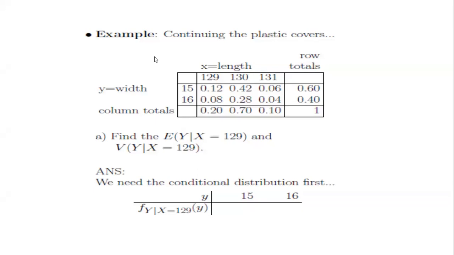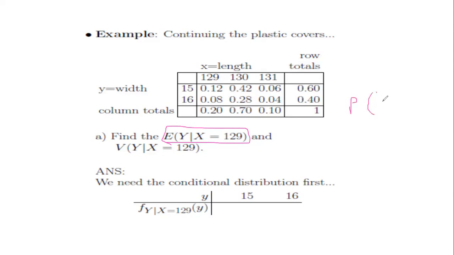Okay, so quickly, please, how to solve this? Tell me quickly. Y given x equals 129. How to solve this? First, you find out the conditional mean. How do we find that out? What are those values of y given x equals 129? 15 and 16. 15 and 16, right.